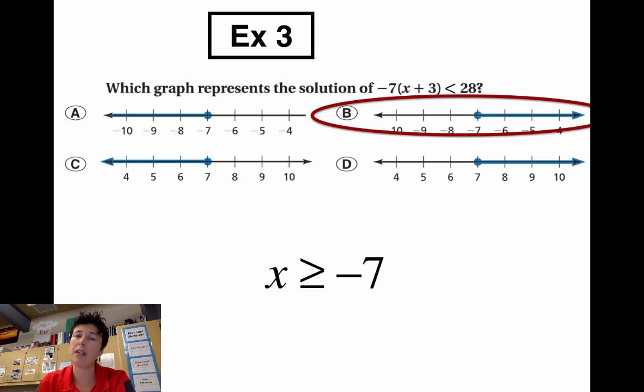Hopefully you said B has a solid point at -7 shaded to the right. B is our answer to this problem.